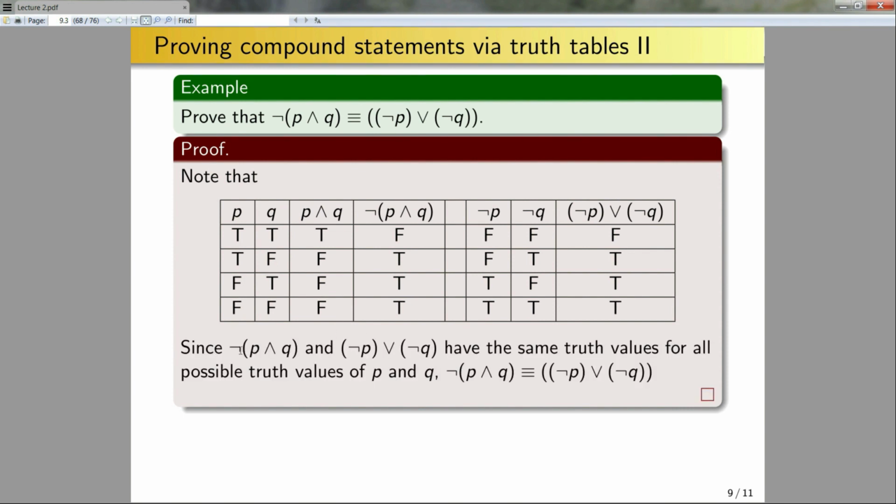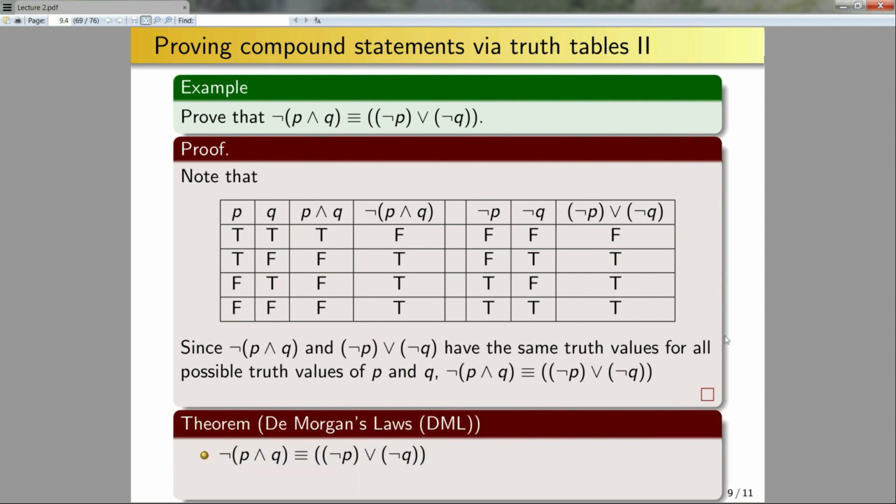So thus, since not (P and Q) and not P or not Q have the same truth values for all truth values of P and Q, then I have that these two statements are logically equivalent. So now this statement that I just proved has a name. It's called De Morgan's Law.